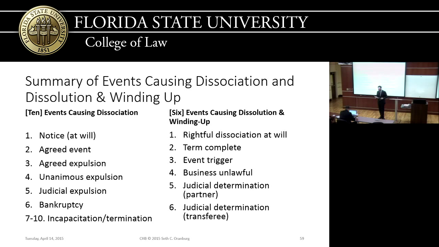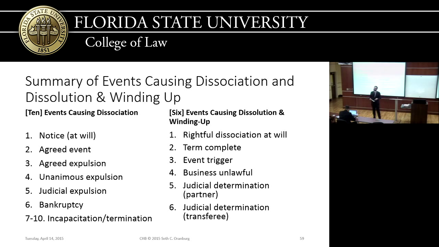So on our disassociation side of the ledger, these are ways a partner can leave a partnership. How can a partner leave a partnership? One is notice. An agreed event can happen. When you get paid 3 times your investment, you're out. Okay, agreed expulsion. All the other partners throw out the partner. Agreed expulsion would be like a majority under certain conditions. And unanimous expulsion is when everybody but that partner rejects that partner. Judicial expulsion is when a court orders the partner to be kicked out. And so that's usually on motion or on application. We'll talk about that in a second.